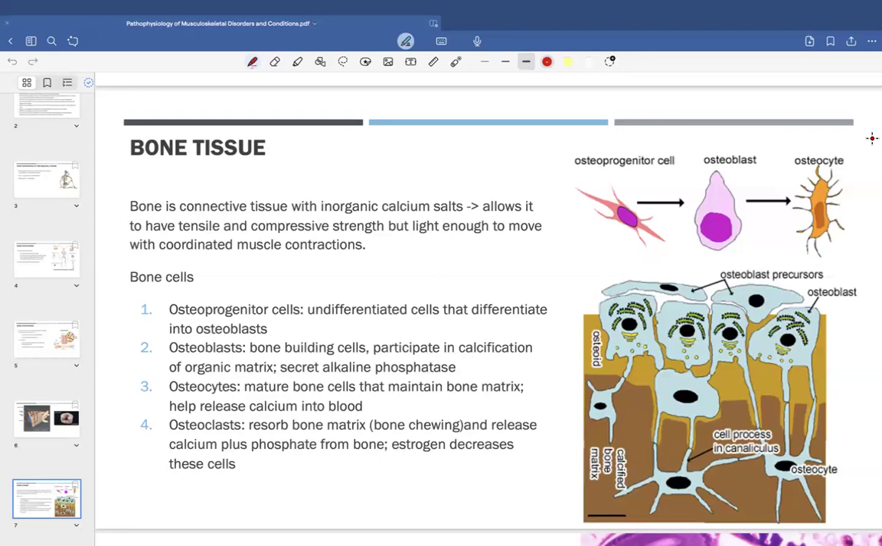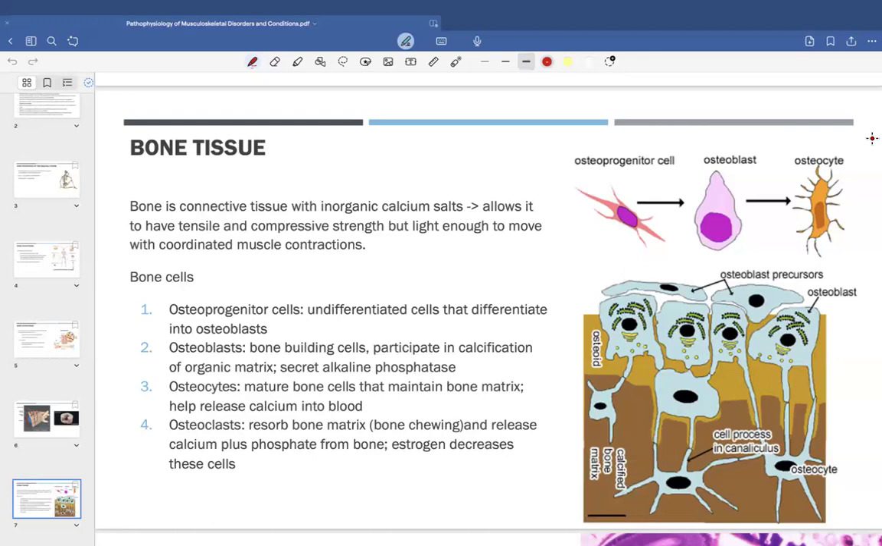And they are going to produce osteoblasts. Your osteoblasts are going to build bones. They produce osteocytes. Osteocytes are mature cells that help to maintain all of the matrix and everything that supports the cell. And then your osteoclasts are your resorb or breakdown cells.